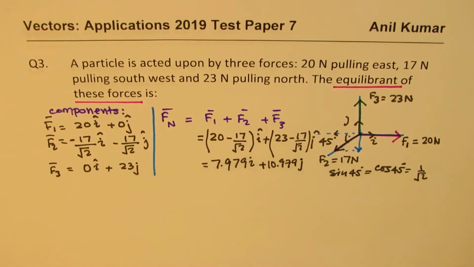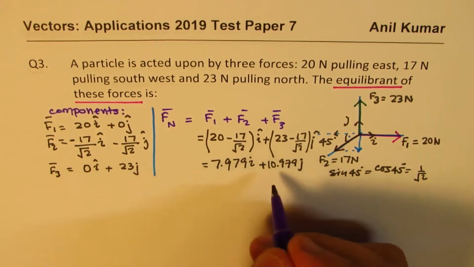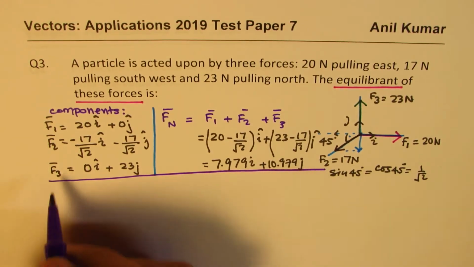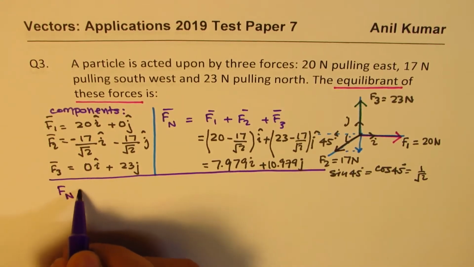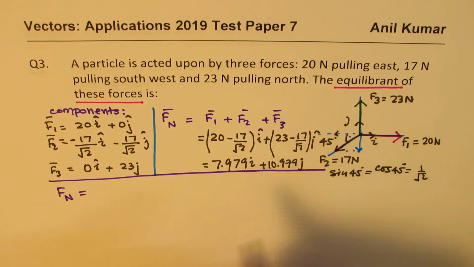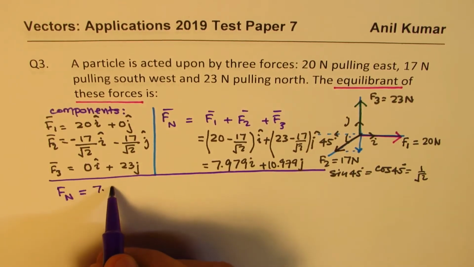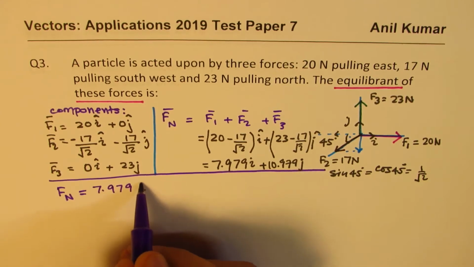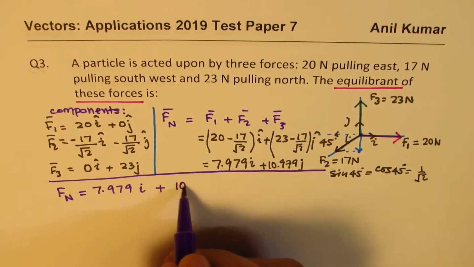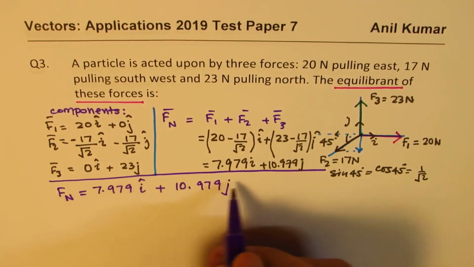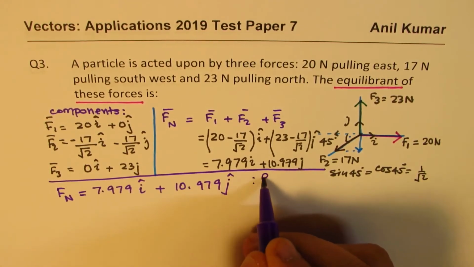Now we could write this also as magnitude and direction, right? So we got the force now. So let me write down. We say the force acting upon the resultant force is basically 7.979 I plus 10.979 J, right? That is our resultant. Now this is basically resultant force.